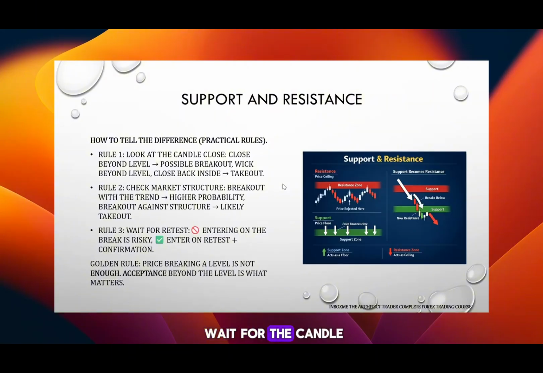So you want to wait for the candle to break above that zone, then wait for the market to retest that zone. That shows a confirmation. After it touches that zone, it gives you a confirmation to enter. It usually happens on the candlestick, when you see either a bearish engulfing or a bullish engulfing. You find the candlestick pattern that you use to enter that type of market. The golden rule is that price breaking a level is not enough. Acceptance beyond that level is what matters.